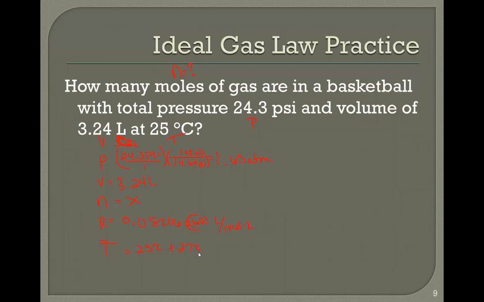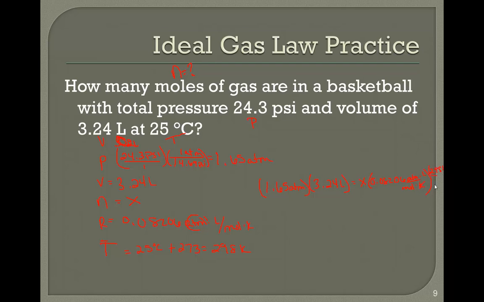Now we can plug these numbers in. 1.65 for P, V 3.24 is equal to n, which is our x, R, and I know it's a pain to write all these units, but it's really necessary so that we can see that it cancels out. Times 298. All right, notice that the kelvins actually cancel out immediately.